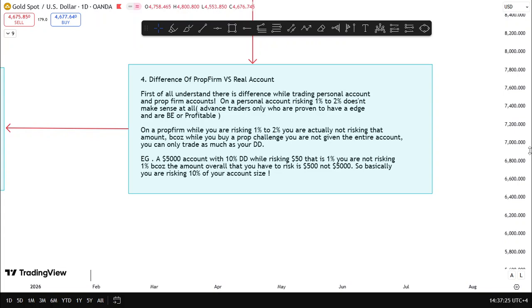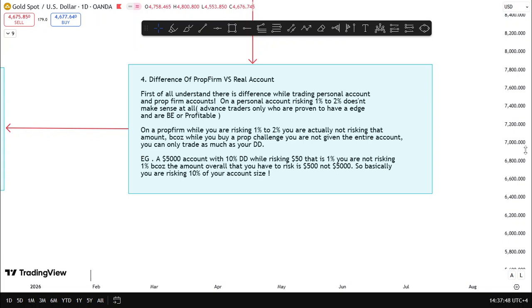And the hack to prop firms is risking more only. You cannot be risking around $5 on a 5k account. That will not lead you anywhere. So the risk reward on prop firms is very different from a real account. The risk management which you do there is very different from the real account. That is what I'm trying to explain to you.